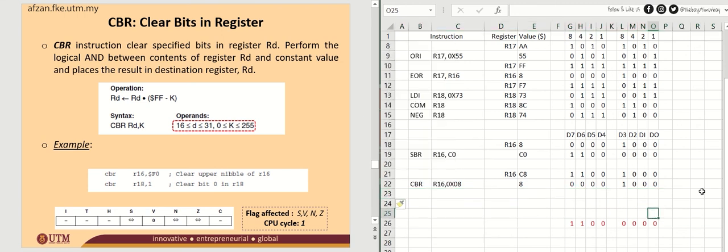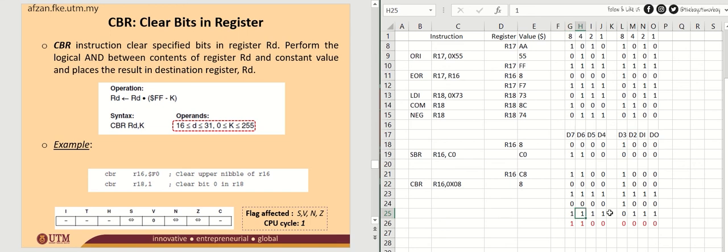So according to this expression, you have FF. What is FF? This is your FF, 1111 1111. Now you're going to subtract K, the constant. What you get after you subtract that number is: 1 minus 0 you get 1, this is 1, this is 1, 1 minus 1 you get 0, and then 1, 1, 1, 1.